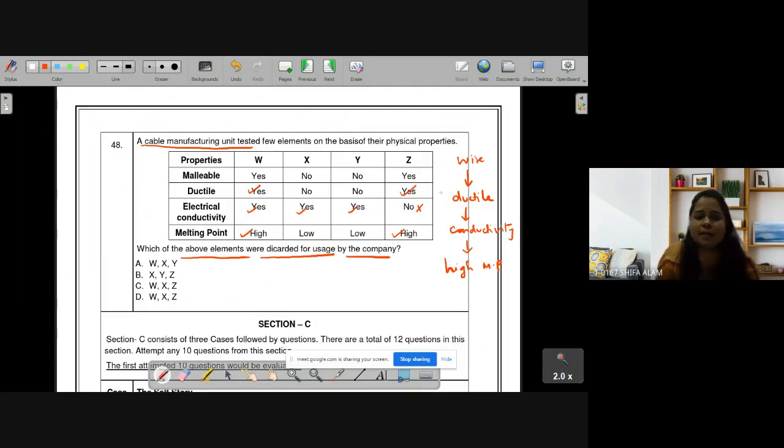Okay, so the metals that would be discarded and not needed at all would be X and Y, because their melting point is very low, they would be melting very soon. And because Z does not conduct electricity, so what would we do if they have high melting point? So discarded metals would be X, Y, and Z. We see that W fulfills all the necessary quality, so W could be accepted. And discarded would be X, Y, and Z. That is option B.